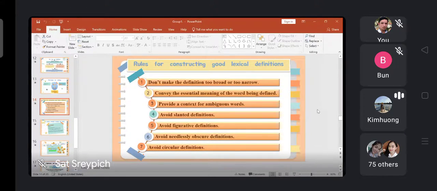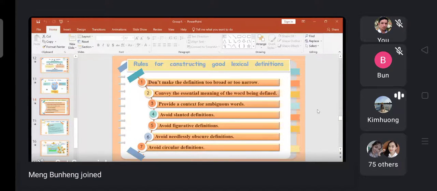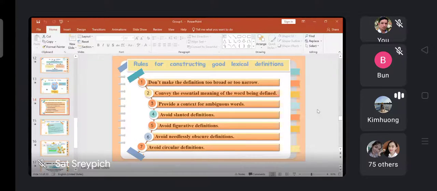A definition of automobile as a vehicle with four wheels would be too broad because it would include golf carts and lawnmowers. And a definition of sibling as brother would be too narrow because it fails to include sister.